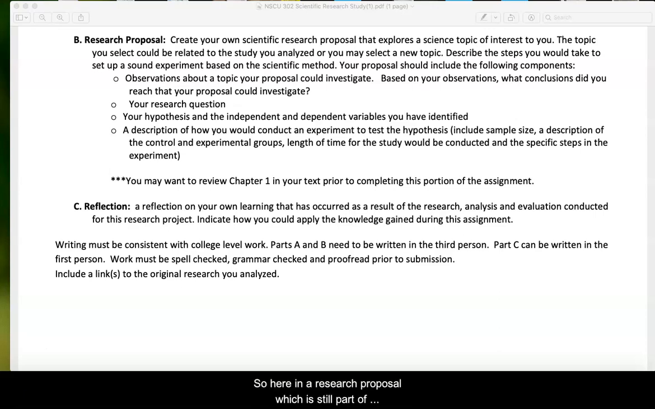So here in your research proposal, which is still part of this 4 to 5 page paper, you're going to create your own scientific research proposal that explores a science topic of interest to you. So again, you can pick any topic that interests you. It could be things that affect your everyday life, like how to make your garden grow better, how can you make your workouts more effective, how can you improve your diet or your health. It could be about how to better train your dogs or have better behaved children. There's all sorts of things that you can choose for this topic.